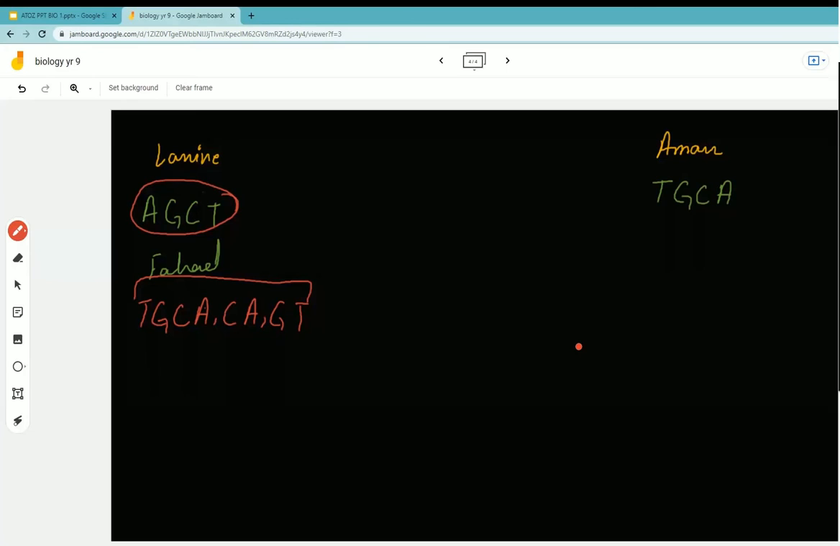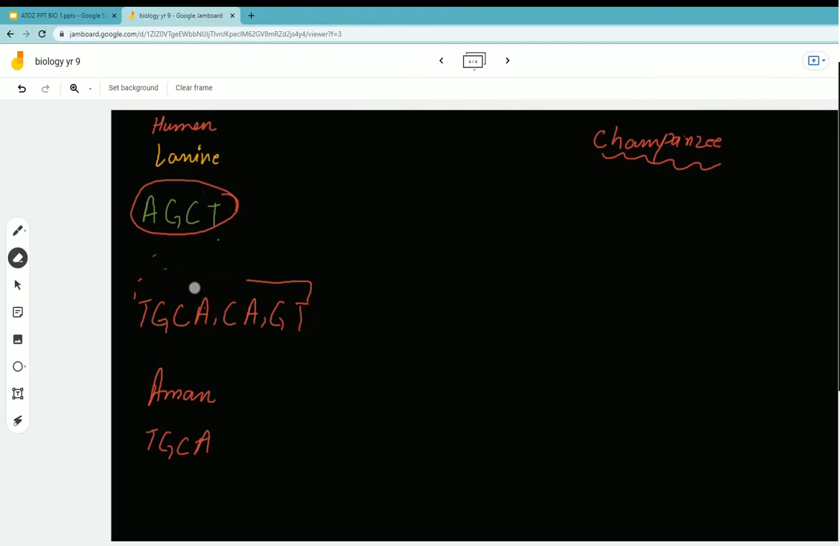Let's suppose over here there are Lamin, Fahad, Aman. Now, do you know that most of the biologists put chimpanzees in the group of humans? Yes. Okay, so let's suppose this is the human group. Over here, chimpanzees group. Lamin, Fahad. Okay, let me just take one example so it would not mess up.